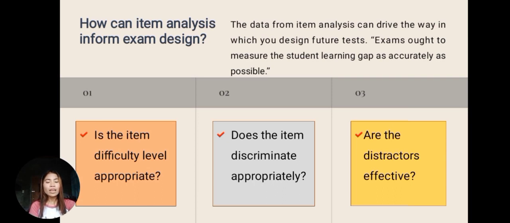So, note that in making a standardized test or our questionnaires as future teachers, we need to examine each item through its difficulty, discrimination, and distractors. So first, consider: is the item difficulty level appropriate? Second, does the item discriminate appropriately? And lastly, are the distractors effective? These three questions underlie the reliability and the validity of an item we need.